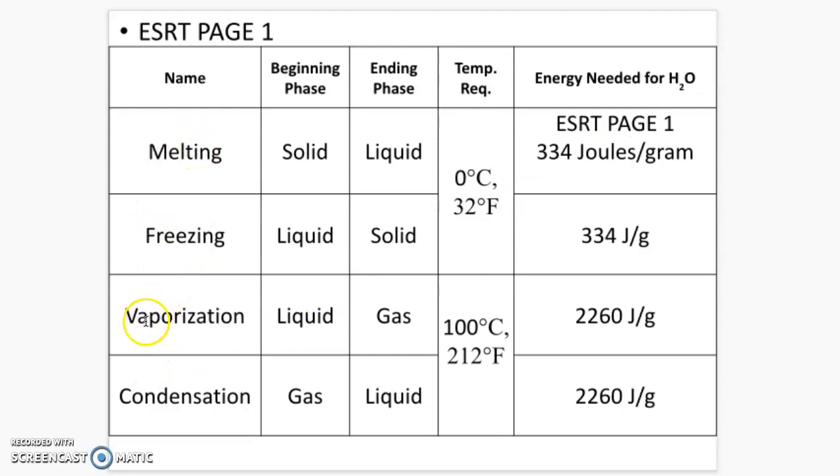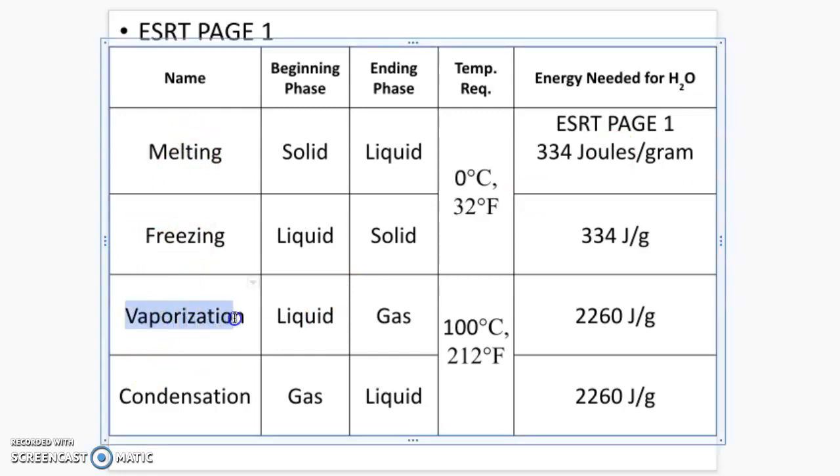Just to kind of skip ahead for a moment, vaporization has the term vapor in it, and this is referring to evaporation. They mean the same thing. This is the process of liquid water becoming a gas or becoming water vapor. This occurs at 100 degrees Celsius or 212 degrees Fahrenheit and requires far more energy.